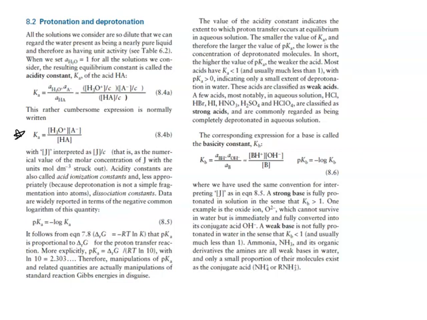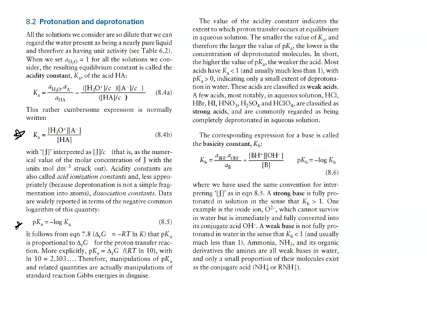Acidity constants are also called acid ionization constants, and less appropriately, because deprotonation is not a simple fragmentation into atoms, dissociation constants. Data are widely reported in terms of the negative common logarithm of this quantity, where pKa versus Ka is the negative log of Ka. So it's an analog for our pH scale.